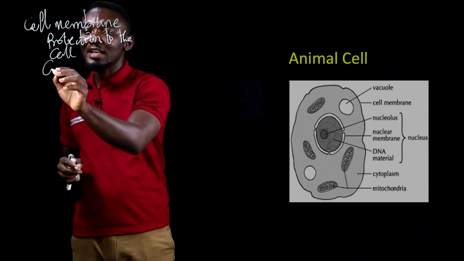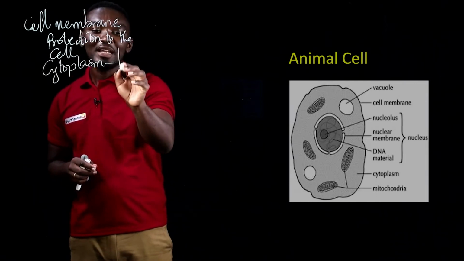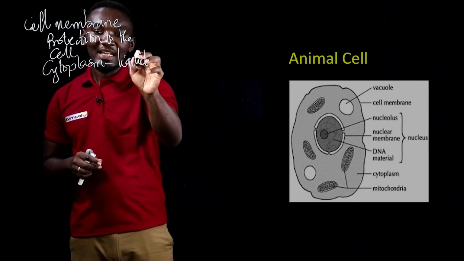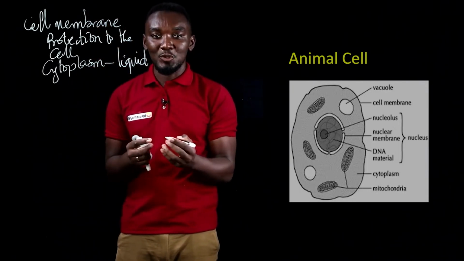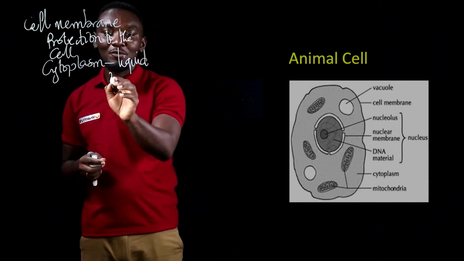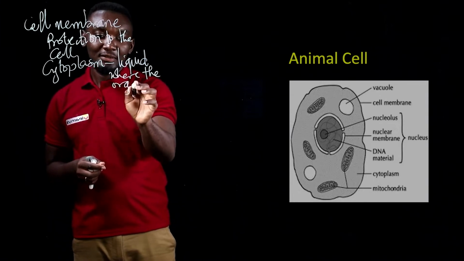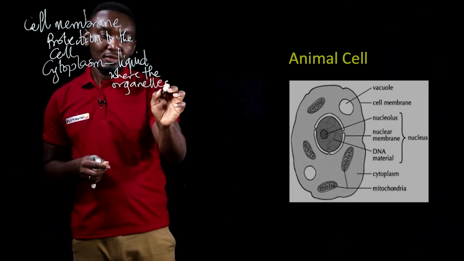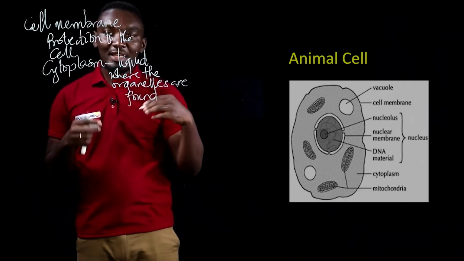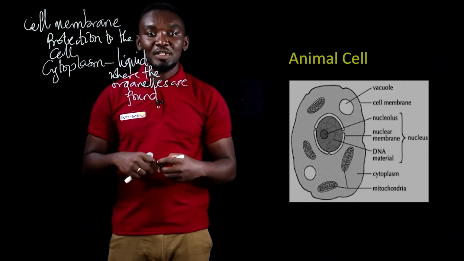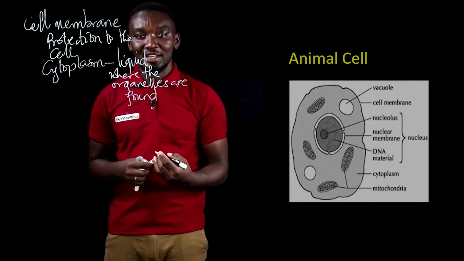And then we also have the cytoplasm. Now, the cytoplasm is simply the liquid in which the organelles are found. So the cytoplasm is a liquid where the organelles are found. We find the organelles in the cytoplasm. Now, apart from these two, we have the organelles within the animal cell.